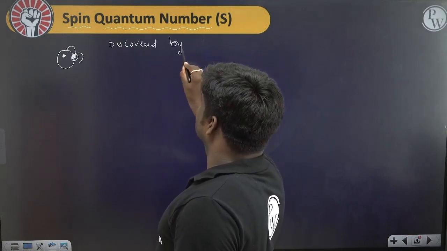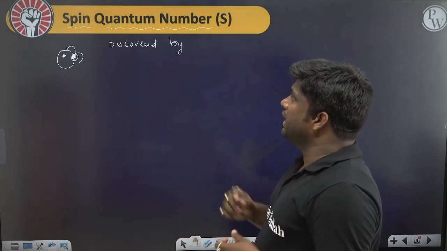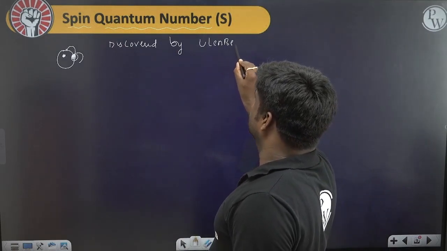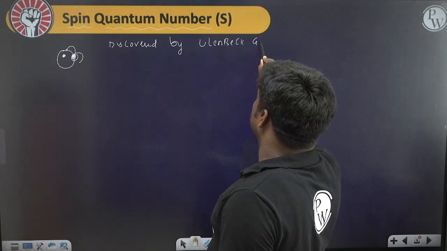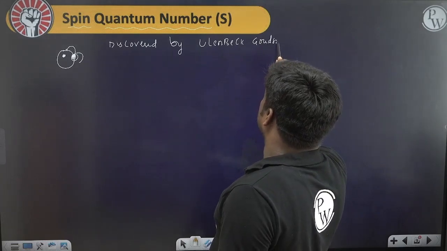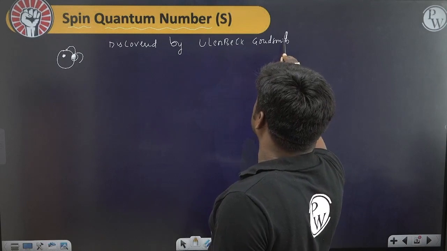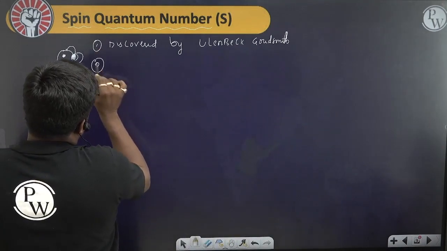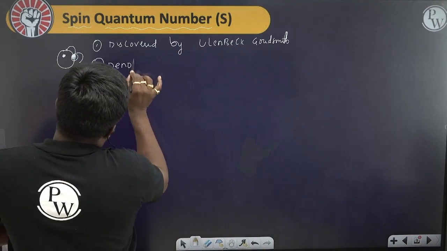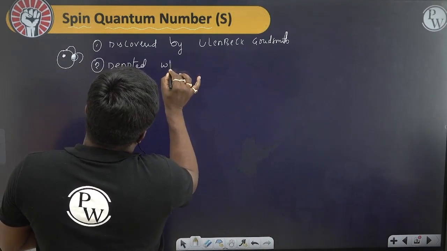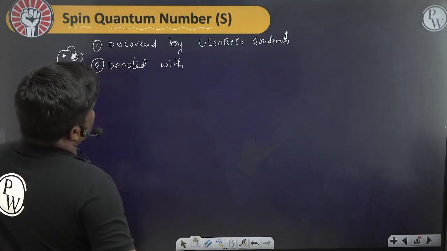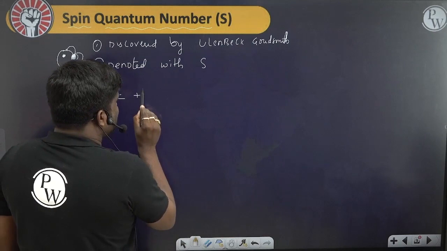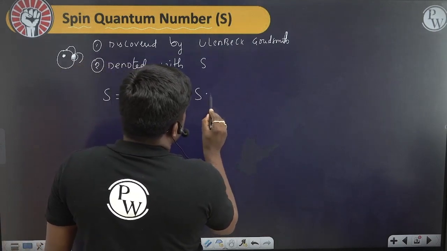Who discovered this? Uhlenbeck and Goudsmit. And next, it is denoted with S. S has two values: one is plus half, another one is minus half.